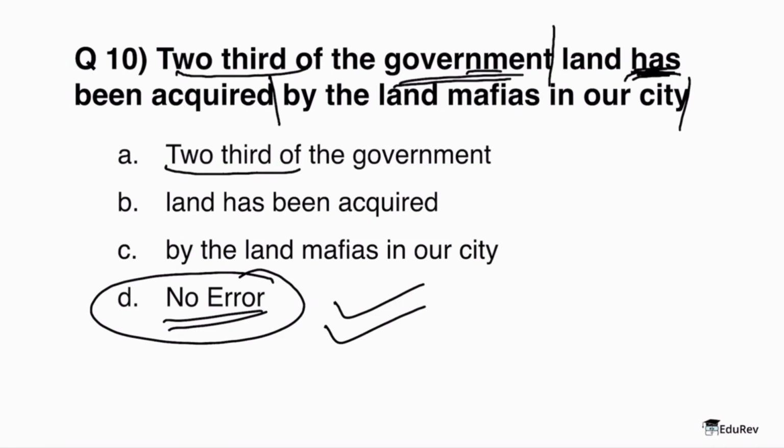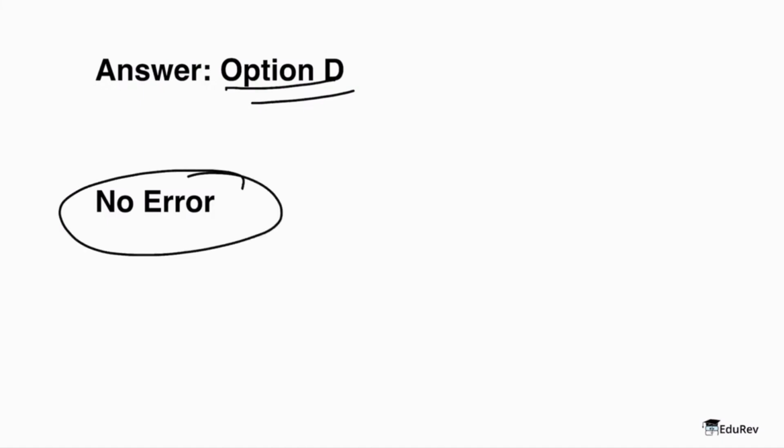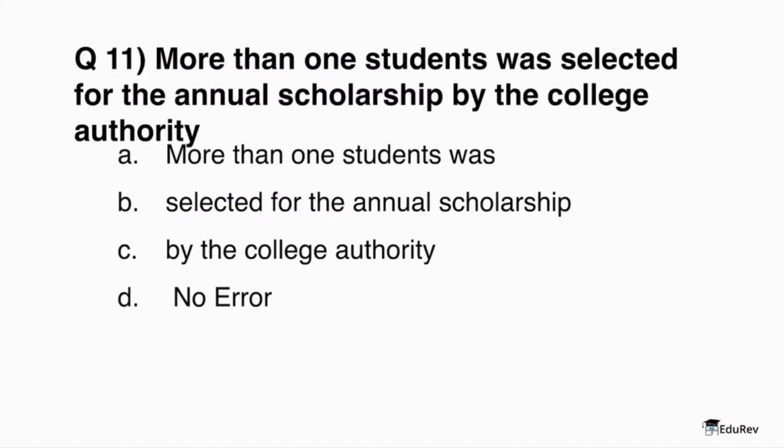If we talk about the statement, half of the items have been sold, half of the items in itself is a countable noun. Then have would be used, which is a plural helping verb. So the correct statement is half of the items have been sold. So let's look at it. The correct answer is option D, and there is no error with the entire statement. Now let's look at question number 11.